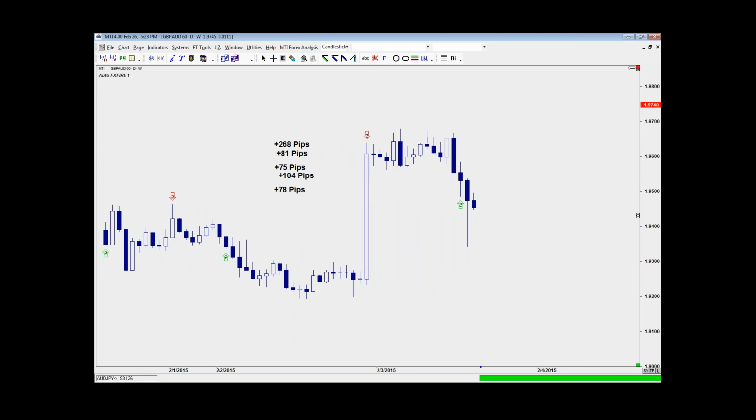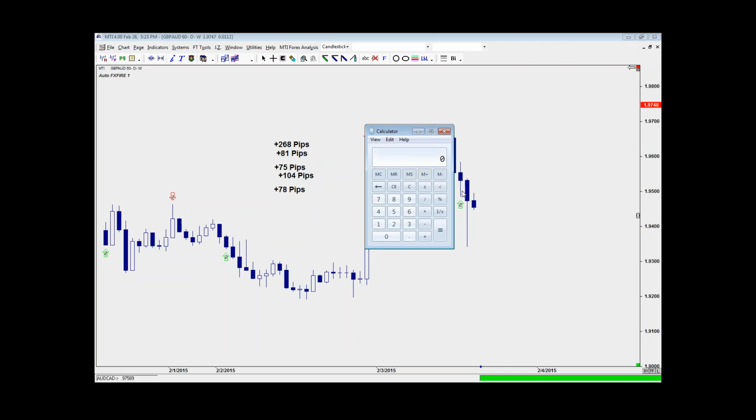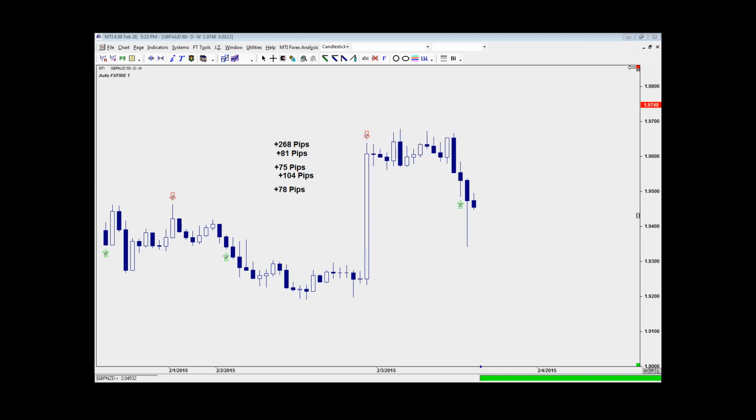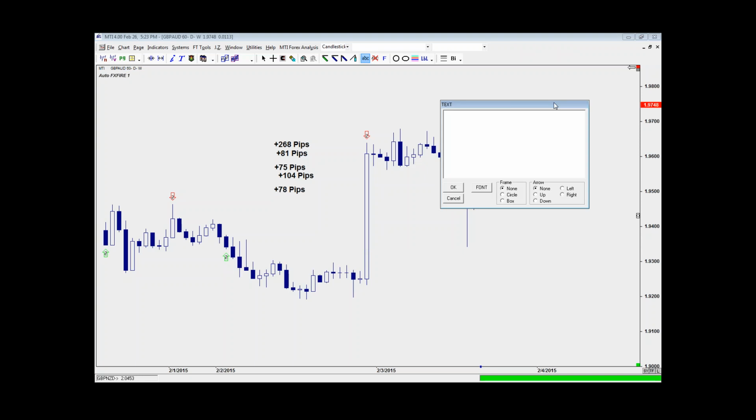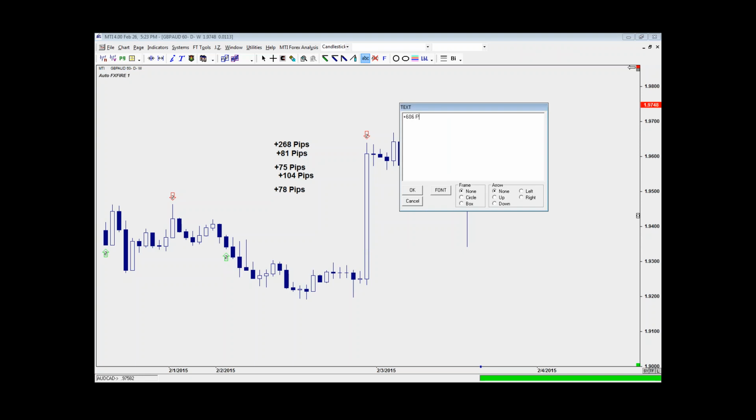So if we do the math on this and put everything together, let's take a look. We're up 268 pips, plus 81 pips, plus 75 pips, plus 104 pips, plus 78. We're at 606 pips. So 606 pips, or 6,060 US dollars profit, and that was in less than 2 weeks.